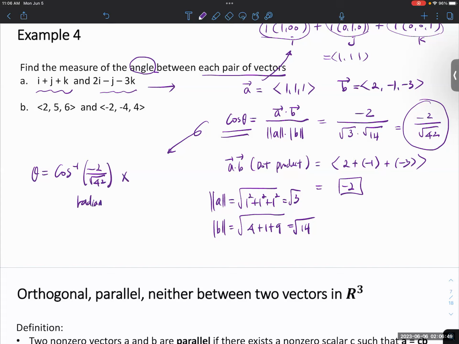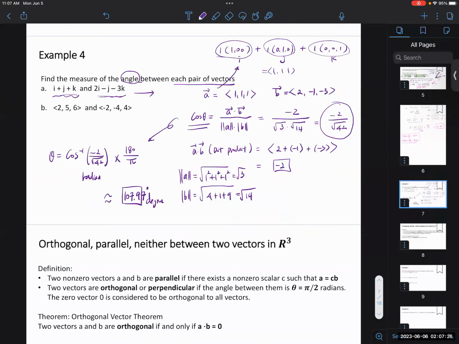I want to find out the degree, so you're gonna multiply 180 over pi, right? So if you multiply 180 over pi, you will find out the degree. So try that example, by using decimal. You can definitely find out. Okay. So if you calculate it, I already calculated for you, it's about 107.97 degree. That's the angle between those two vectors. Does it make sense to you? Yay, we good. One more example.